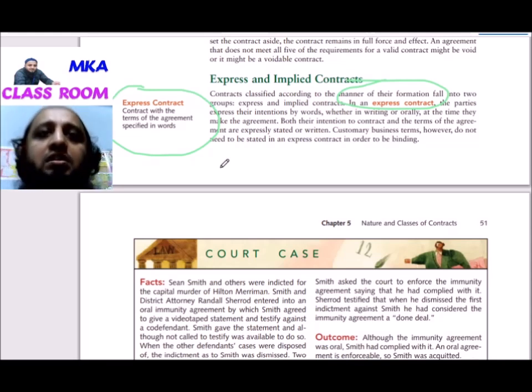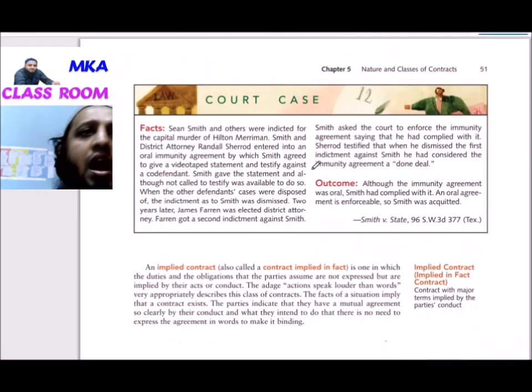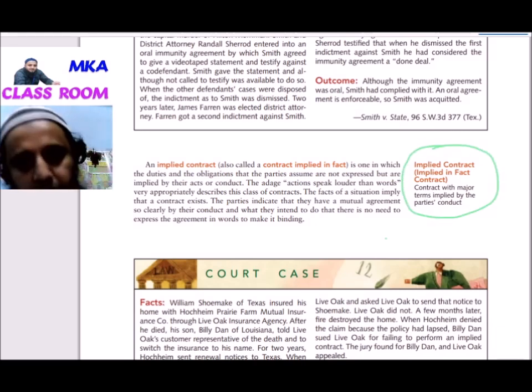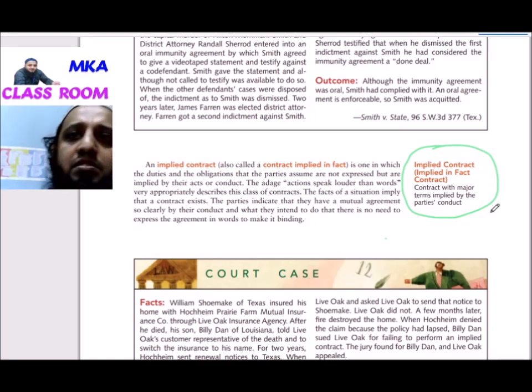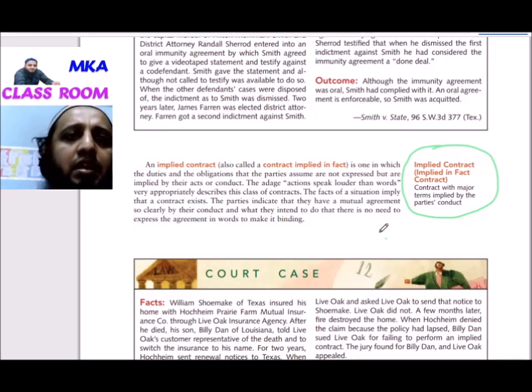Most contracts are express contracts. And whenever all the elements are not expressed but all the parties know about the matter, that is the implied contract. So it is clear that all the matters are not expressed but all the parties know what is going to be or what to do. That is the implied contract. So a contract with major terms implied by the parties.